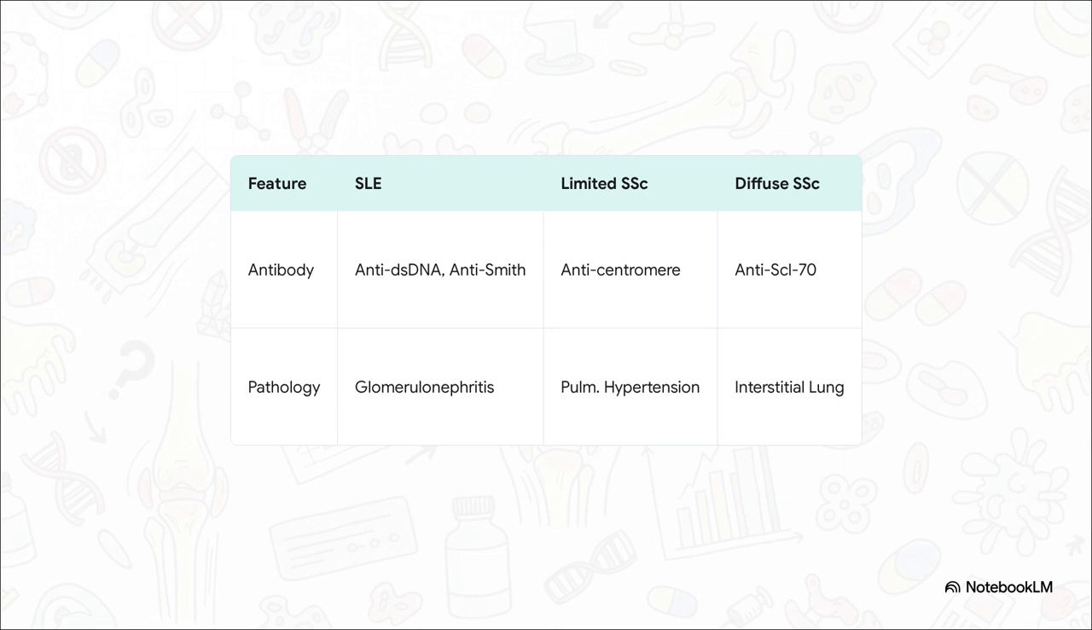Now, if it's scleroderma, we've got to divide it further. Limited scleroderma, think CREST syndrome, is signaled by the anti-centromere antibody and carries a very high risk for pulmonary arterial hypertension. On the flip side, diffuse scleroderma, which rapidly involves the trunk and proximal limbs, is signaled by anti-Scl-70, and that one carries a devastating risk for interstitial lung disease and scleroderma renal crisis.